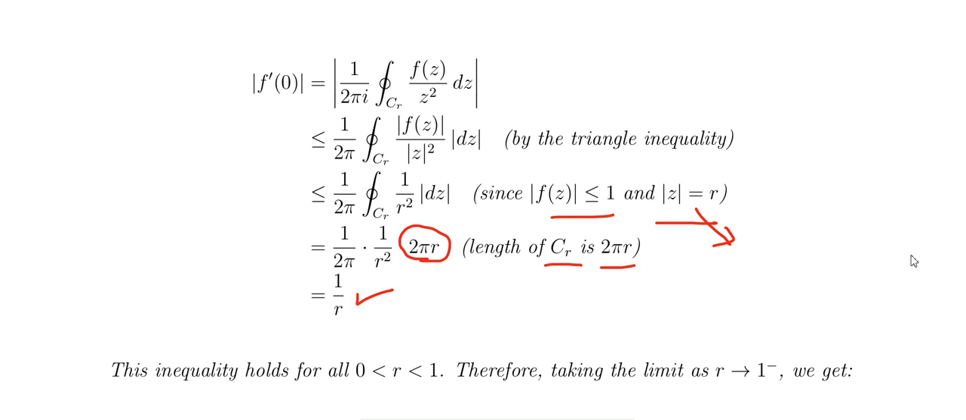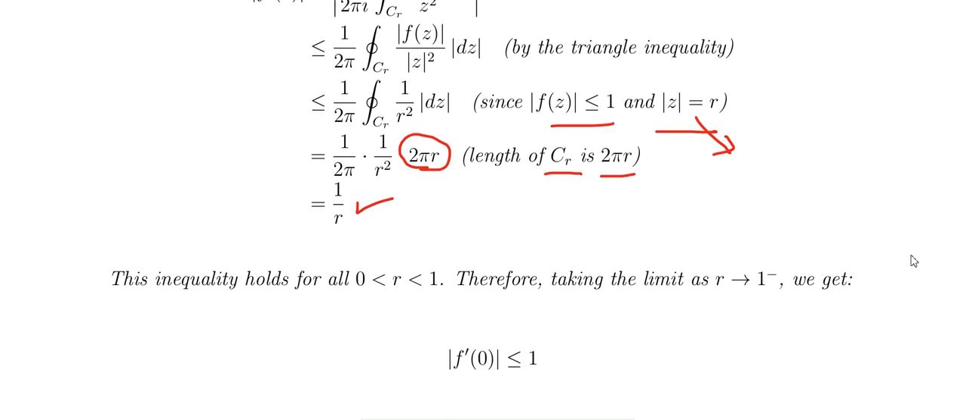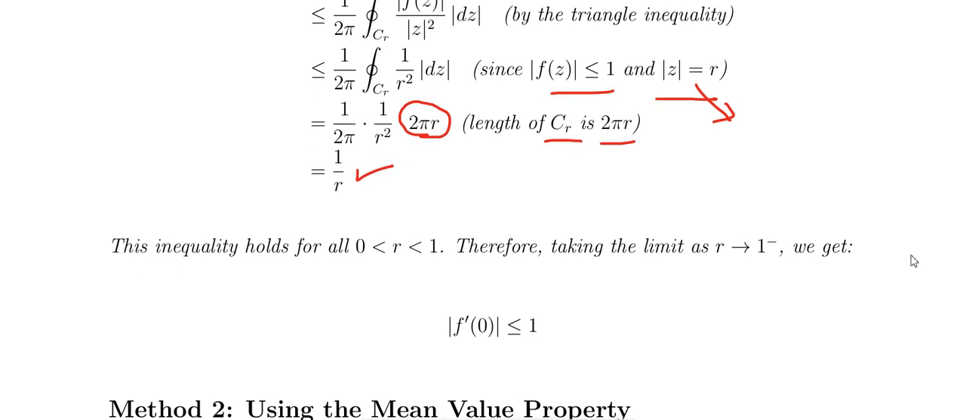So the inequality is true for all R between 0 and 1. So when you take the limit R tends to 1 minus, mod of f dash of 0 is less than or equal to 1. This is one of the important problems.